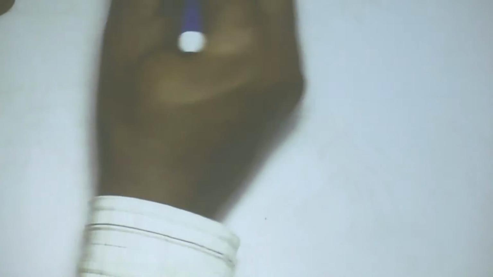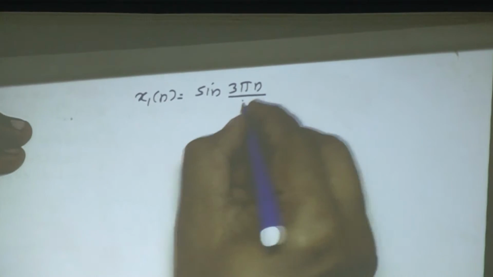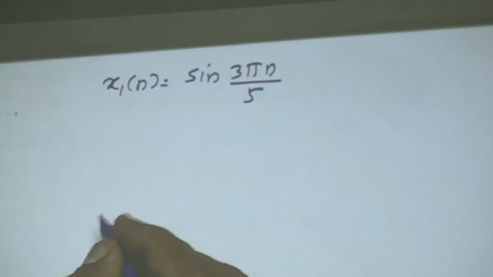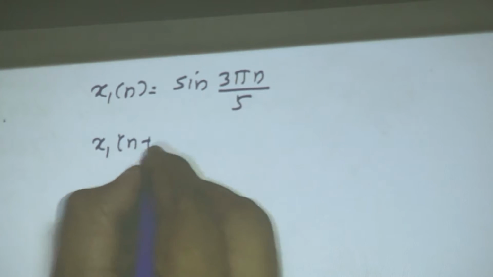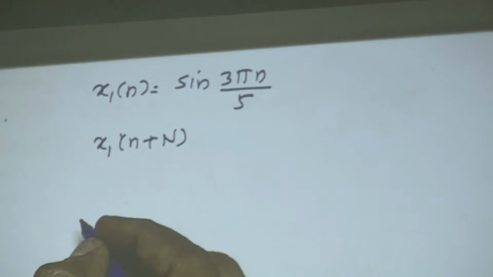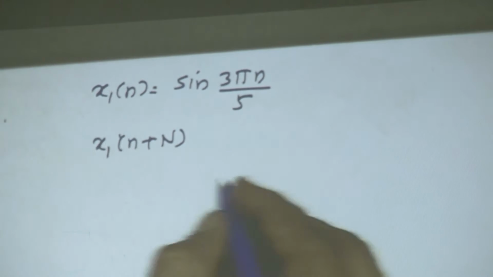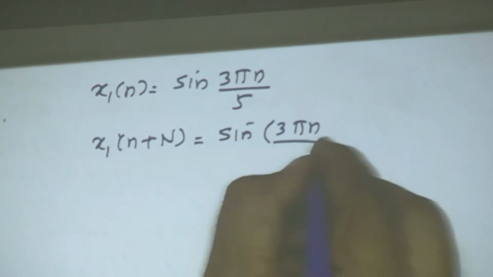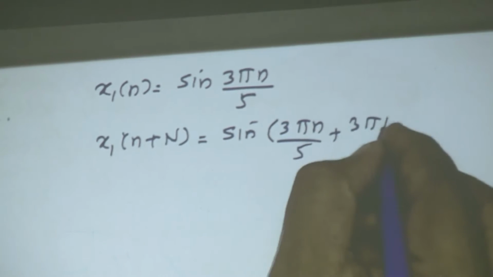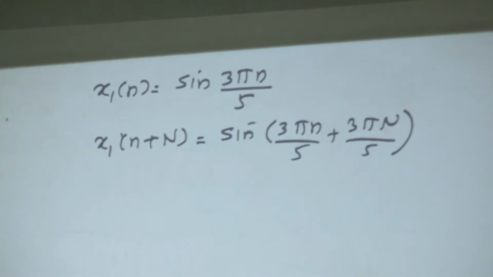Okay. x1 of n is sine of 3 pi n by 5. x1 of n plus capital N. I take k equal to 1, for a simple reason, to get the smallest value of n. So what will happen? Sine of 3 pi n by 5 plus 3 pi n by 5.